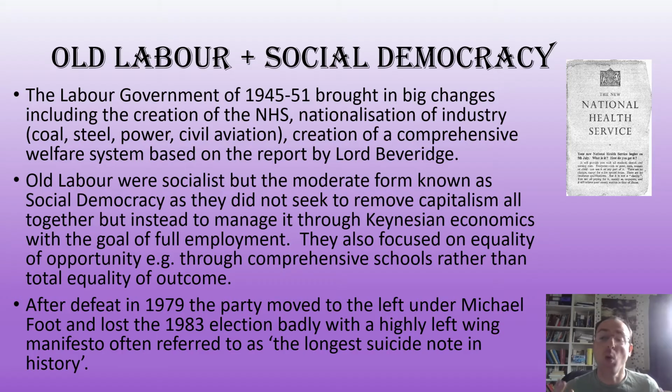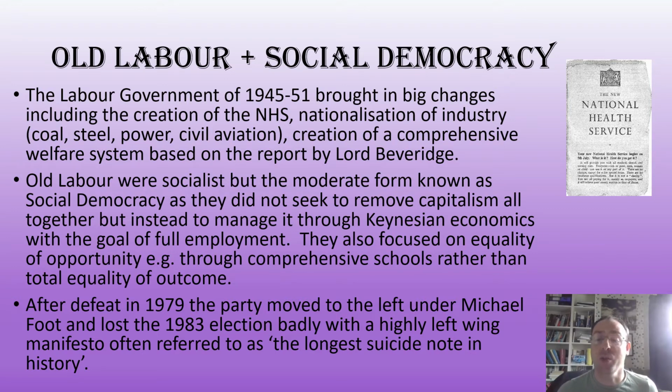So this old version of Labour is definitely socialist. It's got the Clause 4 going back to 1918. We can see Clause 4 in action now with the Labour government of 45 to 51. But it's a moderate form of socialism known as social democracy. And we can see that because they did not seek to remove capitalism altogether. Instead, what they looked to do was to manage it through what's known as Keynesian economics. These again go to a liberal economist called John Maynard Keynes.